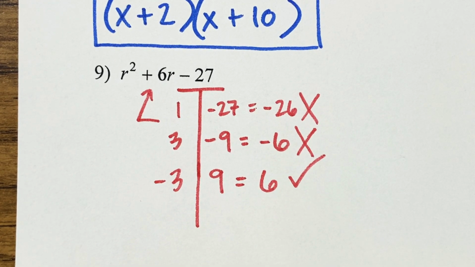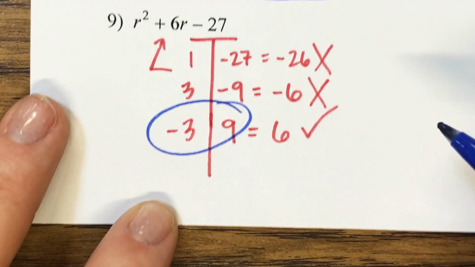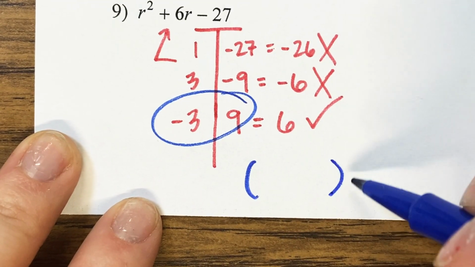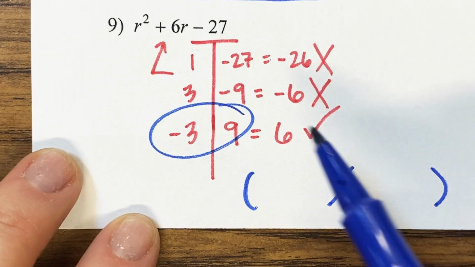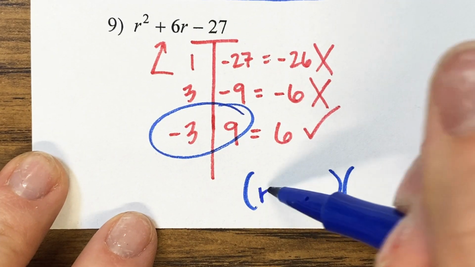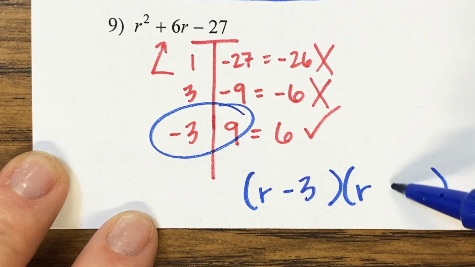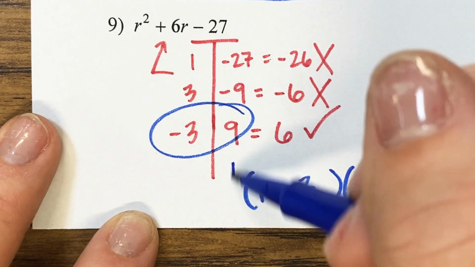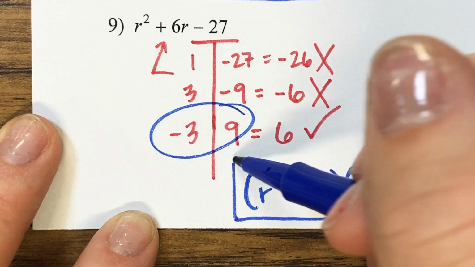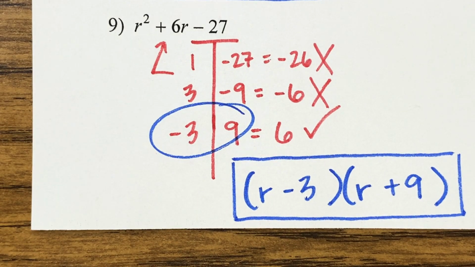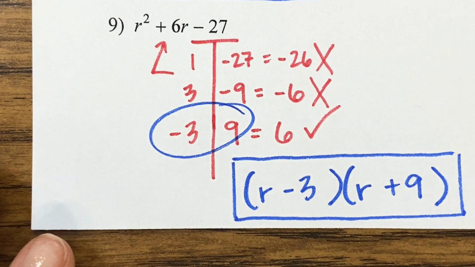Okay, we found it. Once you found it, go ahead and write your two parentheses sets. Put your variable in front. This time it's an r, and r. One is minus 3, one is plus 9. And there's our answer. Perfect.